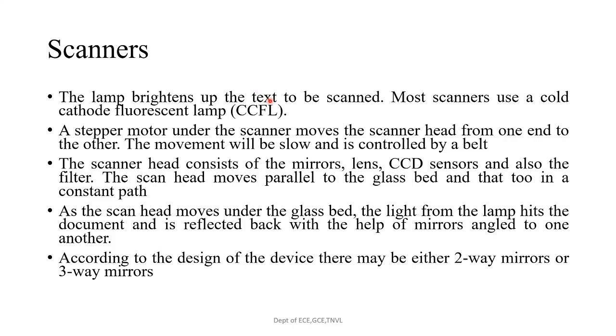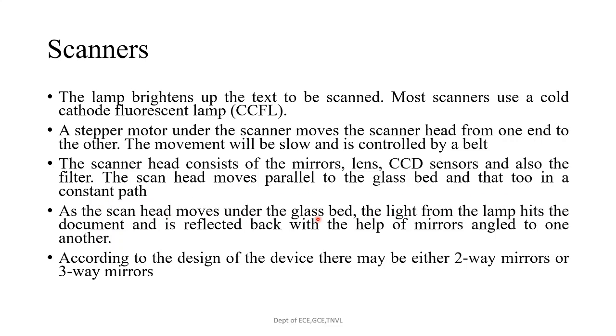The lamp brightens up the text to be scanned. Most scanners use a cold cathode fluorescent lamp. A stepper motor under the scanner moves the scanner head from one end to the other. The movement will be slow and is controlled by a belt. The scanner head consists of the mirrors, lens, CCD sensors, and also the filter. The scan head moves parallel to the glass bed and that too in a constant path.